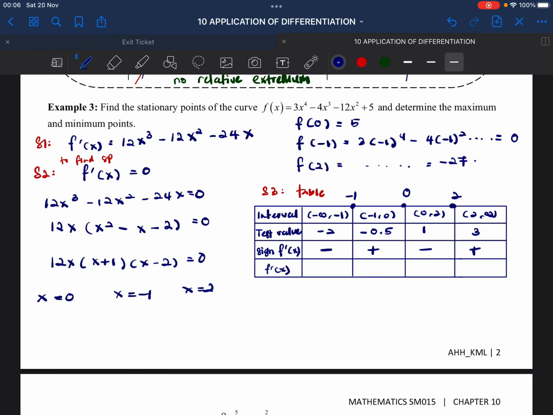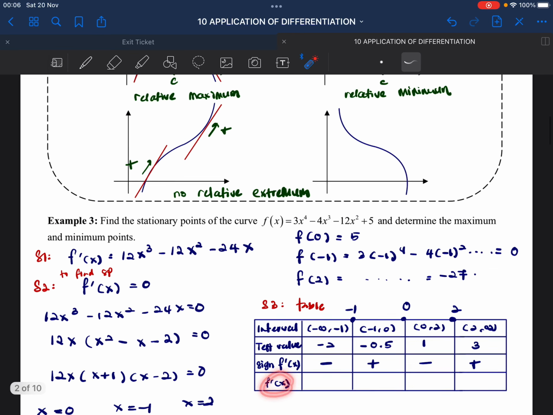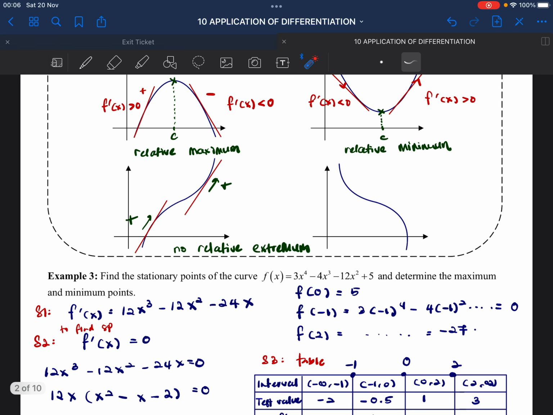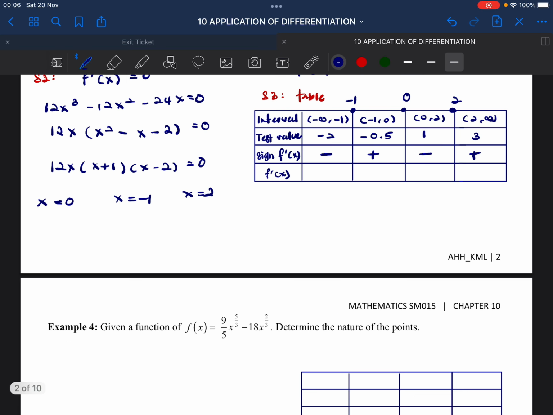Okay, so what does it mean for our f prime x? Here this interval is positive, this one is negative. So the gradient here is negative, positive, negative, positive. So what does the gradient mean here? Let's say the points are here, here and here.